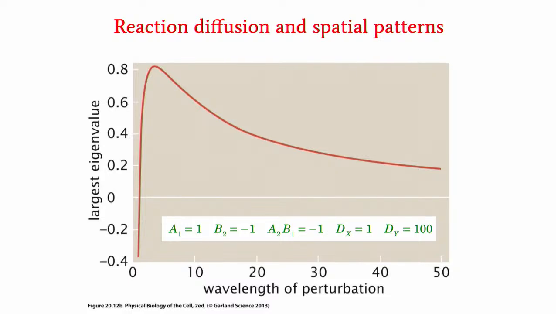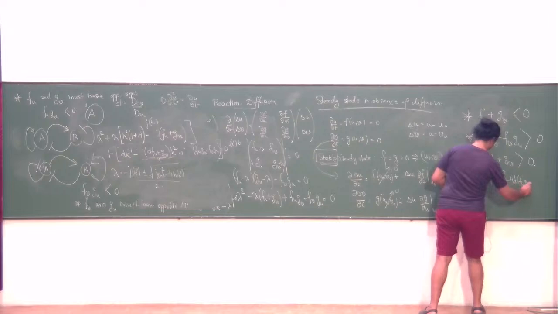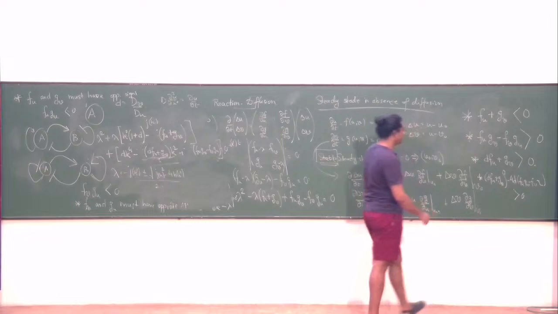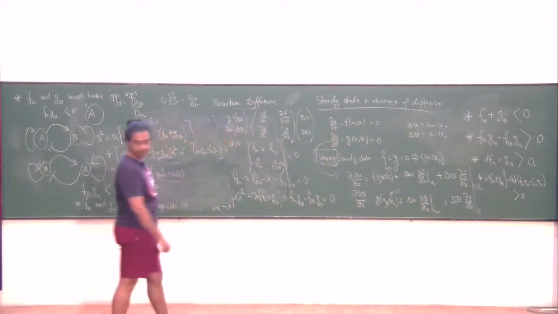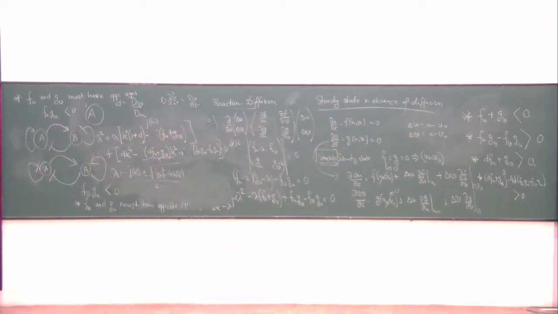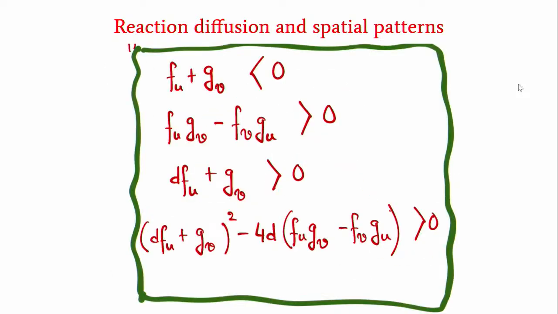So the final condition is over here: (dFu plus Gv) whole square minus 4d (Fu Gv minus Fv Gu) has to be greater than 0. Okay. So that thing has to be satisfied so that you have a net negative over here. Actually, I think I have put that on the slide, so it's hopefully helpful. Okay. So these are my 4 conditions for pattern formation, at least within this Turing type of a setup.